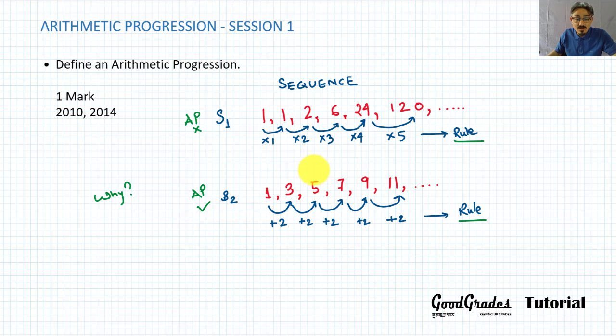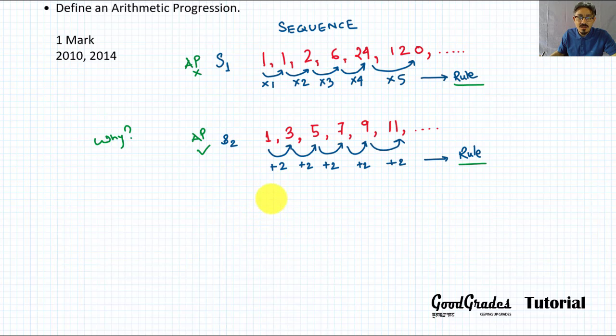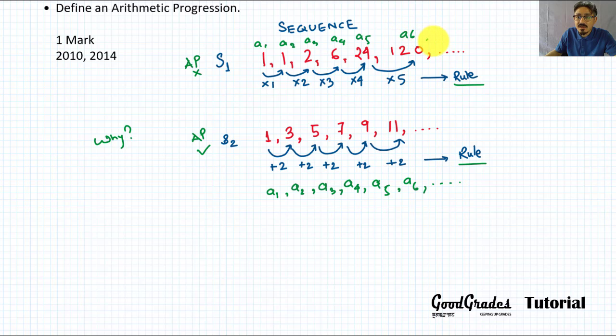Let us go further and analyze these two sequences deeply. The terms of a sequence are defined as a1, the first term, a2, the second term, 1, then 3, then 5 is a3, 7 is a4, then a5, a6 and so on. So the terms of a sequence are defined as a1, a2, a3, a4, a5, a6 and a7.